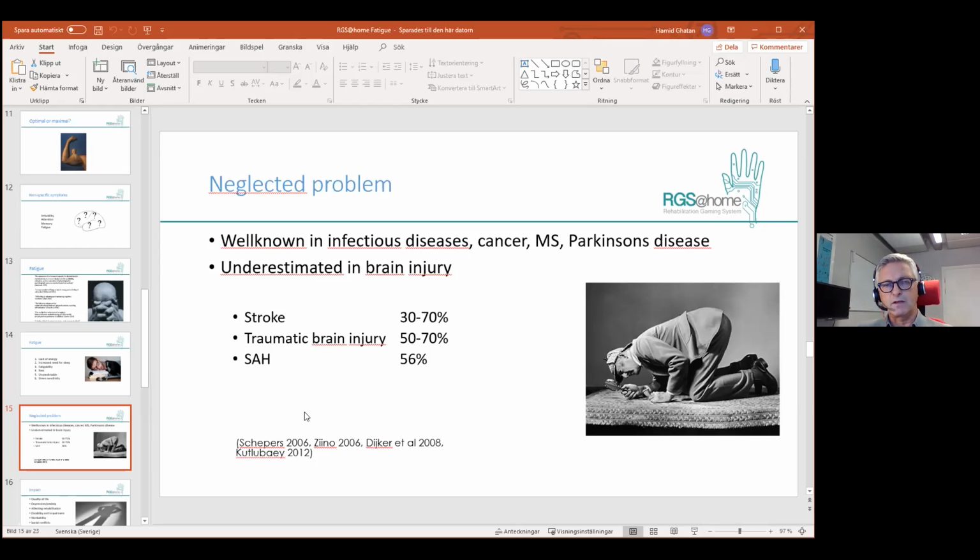And looking at the studies about how common it is among brain injury patients, as I said, it has been very underestimated. We can see that among stroke patients, depending on the studies, between 30 to 70% of patients have this problem with fatigue. Traumatic brain injury, 50 to 70%. Subarachnoid hemorrhages, 50 to 56% of them display this problem with fatigue. So it has to be taken into consideration.